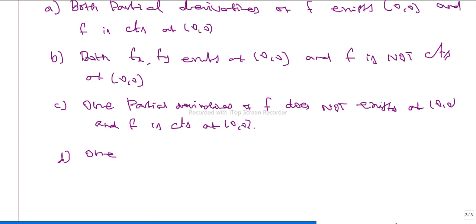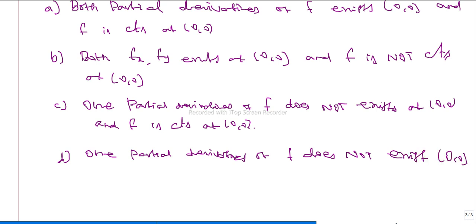One partial derivative of f does not exist at the point (0, 0), and f is not continuous at (0, 0). So first you have to check whether the function is continuous at the point (0, 0) or not.